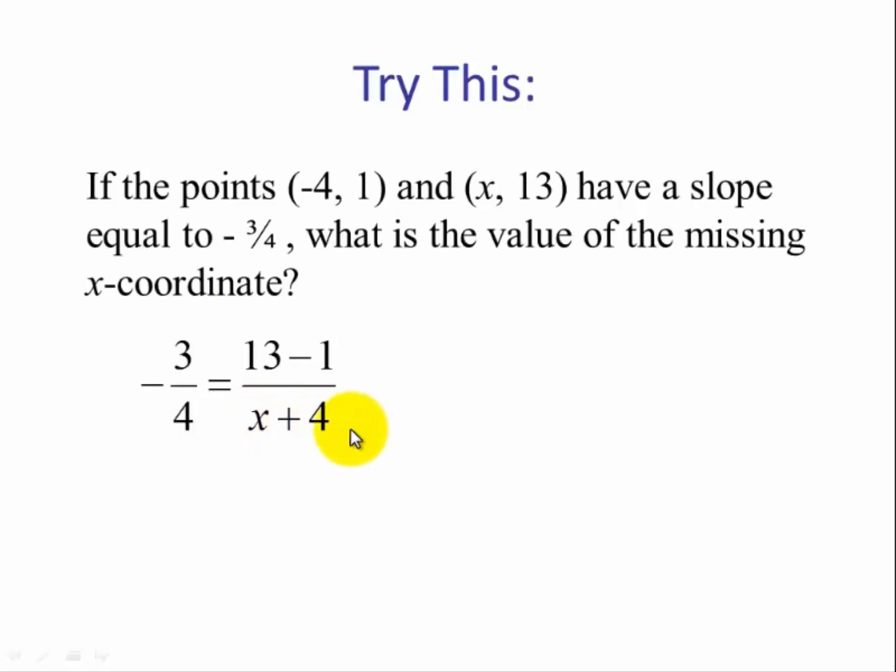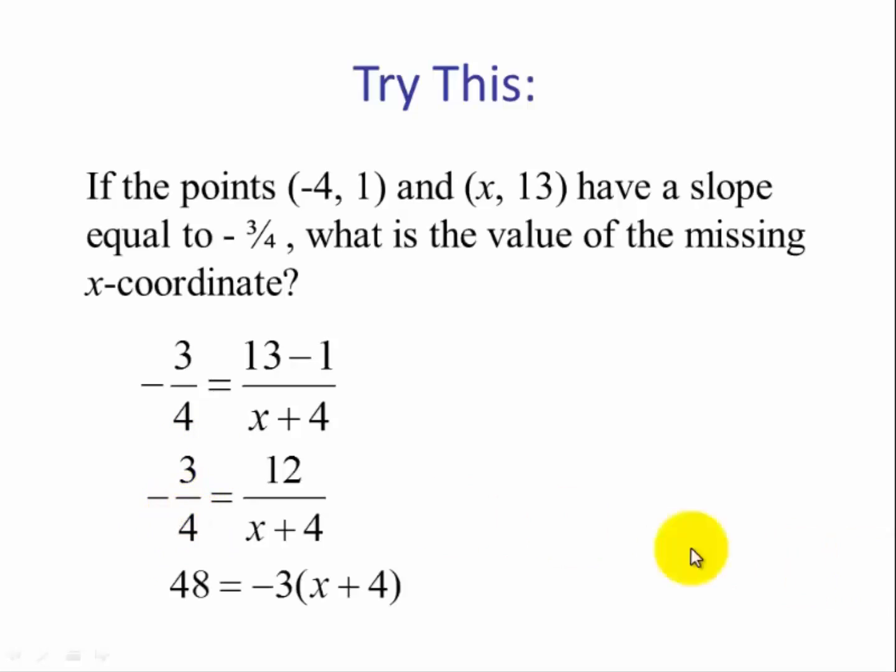And there are different ways of solving this. Probably the easiest way is to cross multiply, because we have what's called a proportion, where one fraction is equal to another fraction. So before we cross multiply, we want to simplify this. 13 minus 1 is 12. So we have 12 over x plus 4 is equal to -3/4. Now since this fraction is negative, we want to pull the negative to one of these values but not both. I'm going to let this be a -3 over a +4.